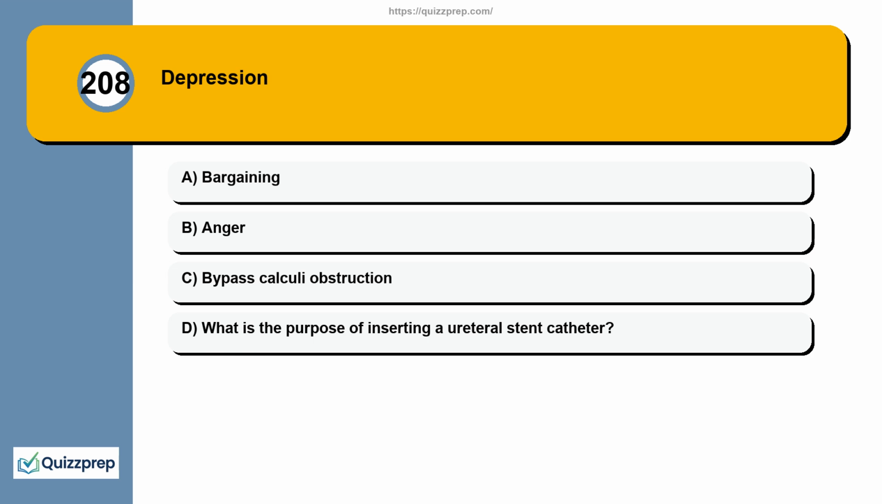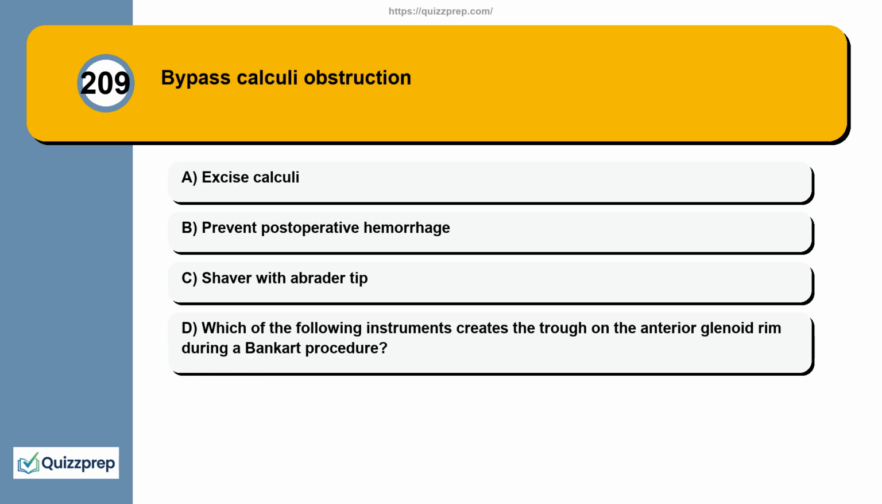The correct answer is option N/A. Question 209: Bypass calculi obstruction, option A; excise calculi, option B; prevent postoperative hemorrhage, option C; shaver with a Bristle tip, option D. Which of the following instruments creates the trough on the anterior glenoid rim during a Bankart procedure?